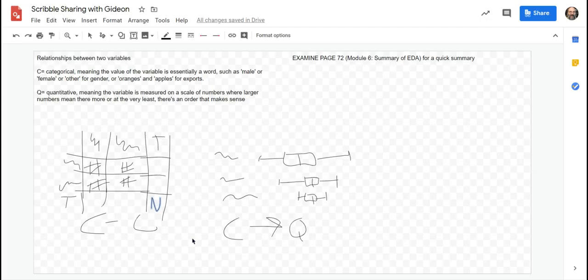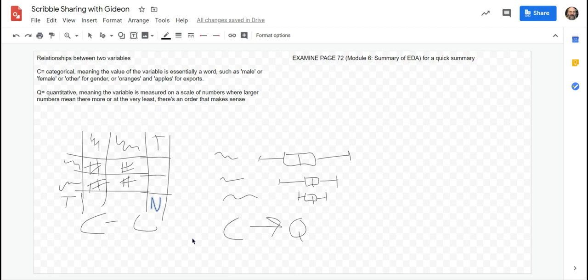Now, if we had a Q to Q, Q to Q would be number versus number. Generally, we want to make absolutely sure that that's paired data. In other words, there's one origin for 2 points of data.